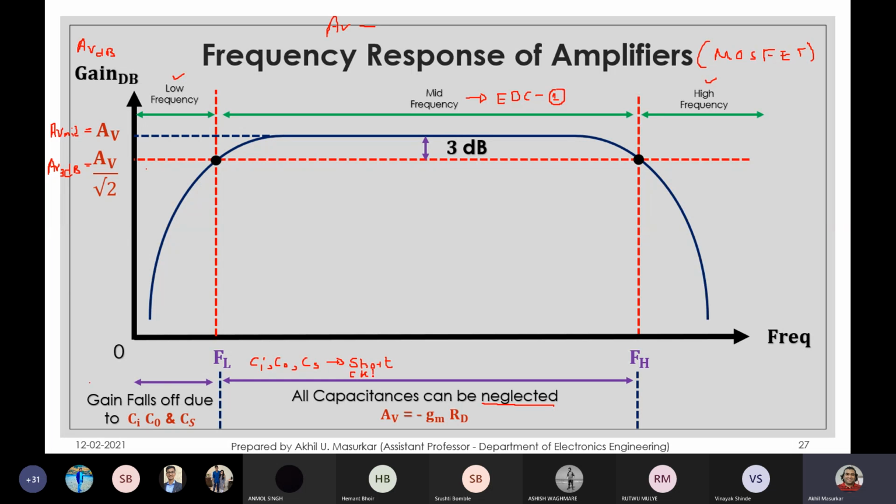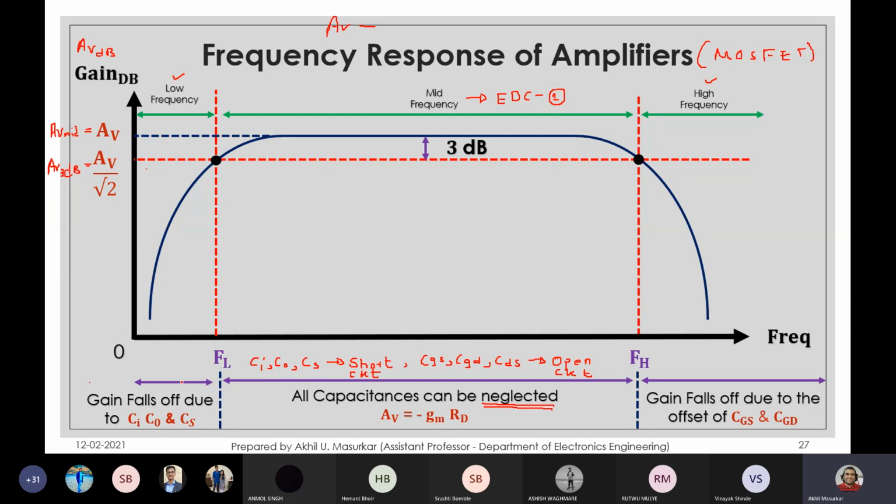and CGS, CGD and CDS are considered as open circuit. So that is the meaning of the word neglected in the mid frequency range. And in the high frequency range, the fall in the gain is because of CGS and CGD.